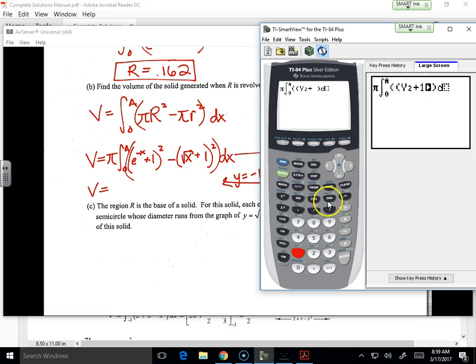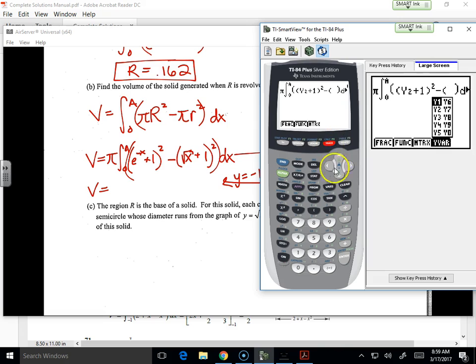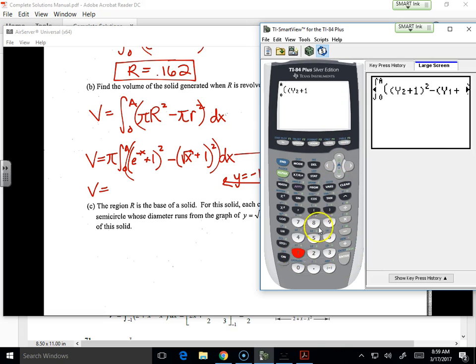But we have e to the negative x plus 1, all raised to the second power, minus, watch your parentheses, we have our square root of x, which should have been our y1, plus 1, minus a negative 1, all quantities squared. Oh yeah, nope, it's not going to like it. Don't forget your dx. Ready, set, go.